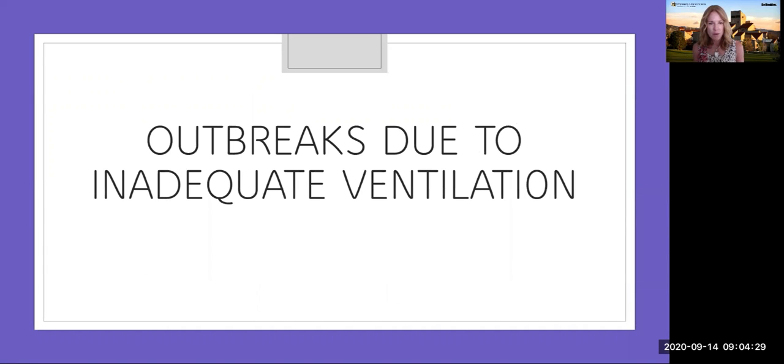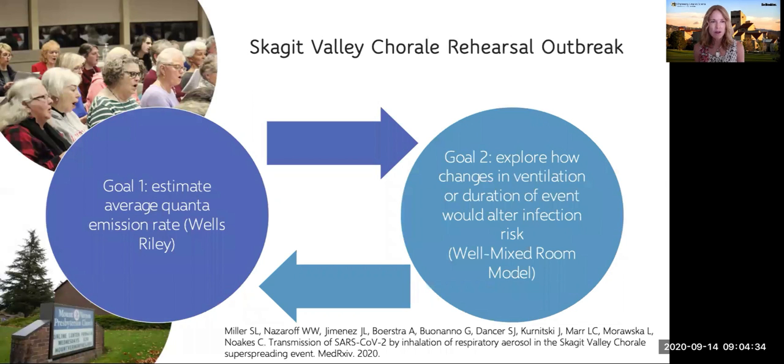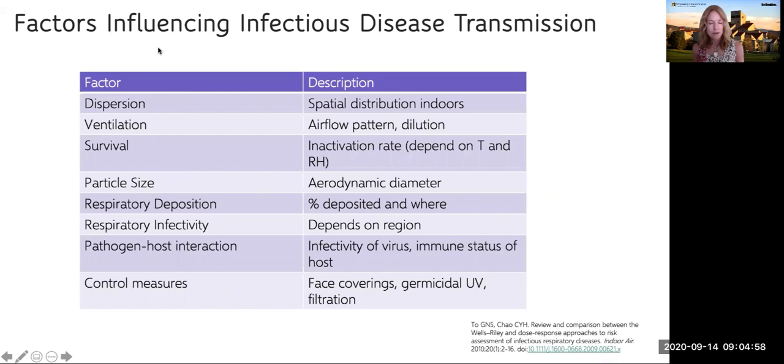So let's talk about outbreaks due to inadequate ventilation and aerosol transmission of SARS-CoV-2. We analyzed the Skagit Valley Chorale rehearsal outbreak that happened here in Washington State in March. We looked at two different goals. One was to first estimate the average quanta emission rate, and then to explore how ventilation or changes in the duration of the event would alter the risk of infection. We know from studies of airborne infectious disease transmission that these are the major factors that influence how diseases are transmitted.